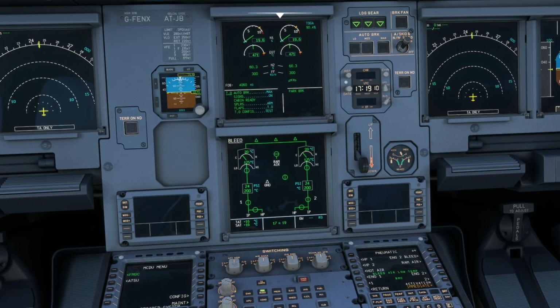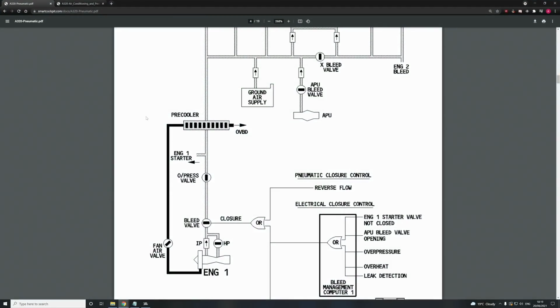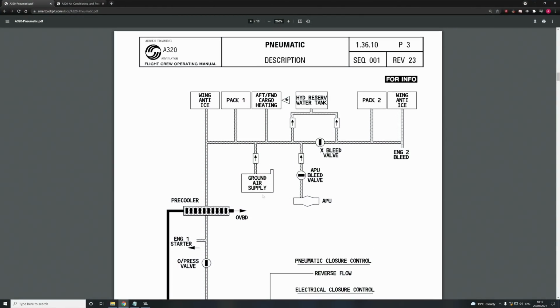So we'll move on now to the packs. More specifically, we'll talk about the packs in the air conditioning system. For those of you that don't know, packs, PACKS, pneumatic air conditioning kit, or pressurization air conditioning kit, depending on who you ask. I've got a little diagram for you. Again, more diagrams, lots of fun. It's kind of a follow-on from this one.